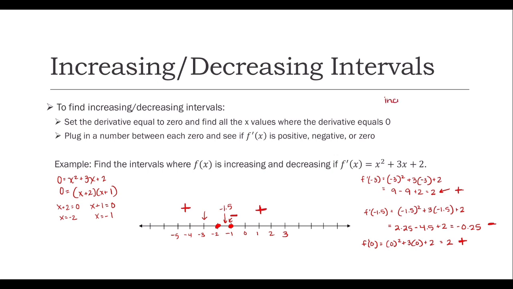So we're increasing from negative infinity to negative 2, in addition to negative 1 to infinity, and then our function is decreasing from negative 2 to negative 1.